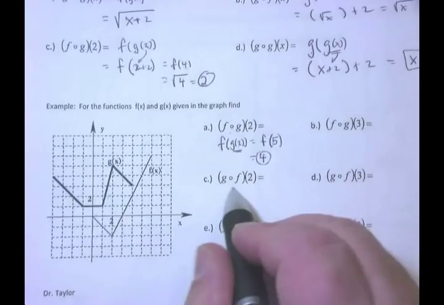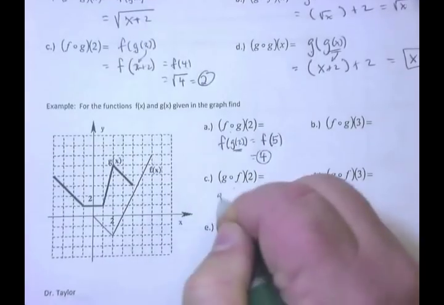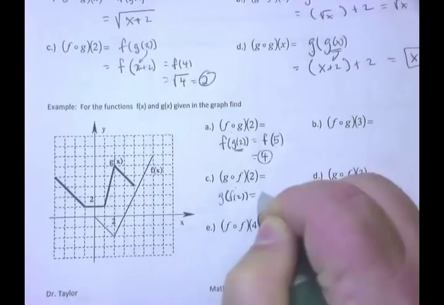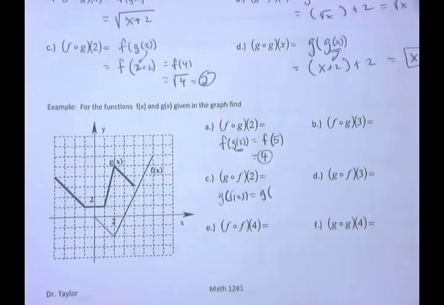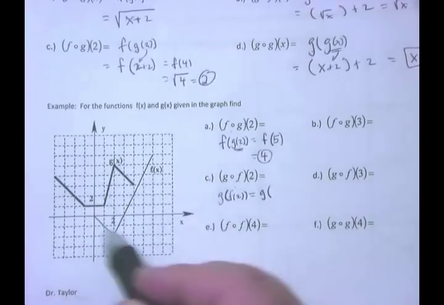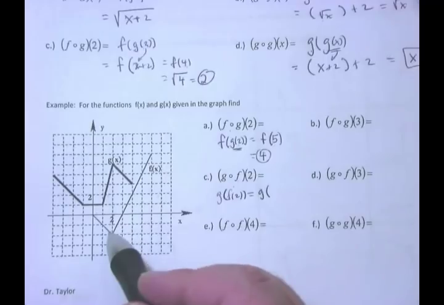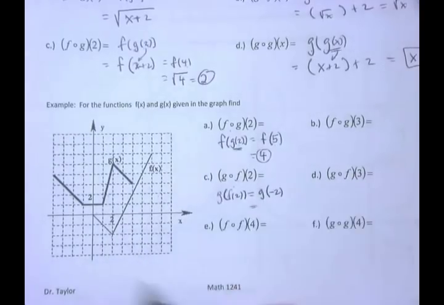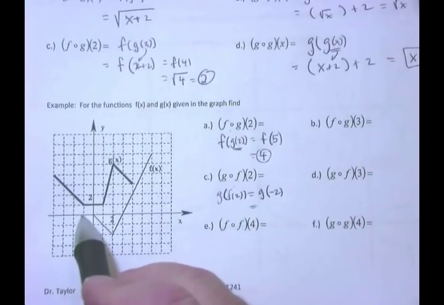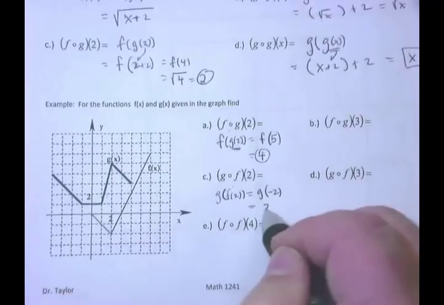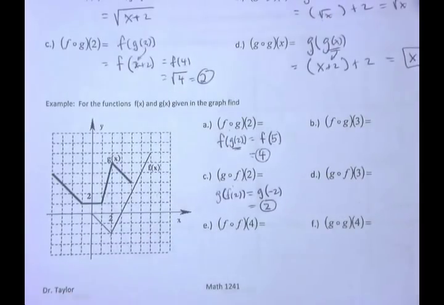Let's try this one. What would g of f of 2 be? This is g of f of 2. This is g of, what would f of 2 be? All right, well, here's 2, 1, 2. f, that's the light little function here. It'll be 1, 2, but it's negative. That would be negative 2. And then g of negative 2, here's 0, here's negative 1, here's negative 2. g is back to 1, 2. So the answer is 2. Does that make sense?